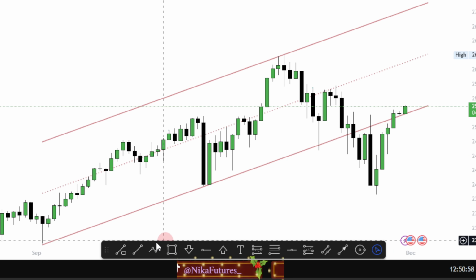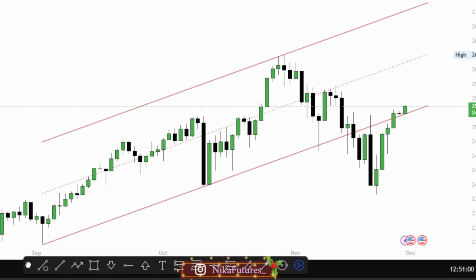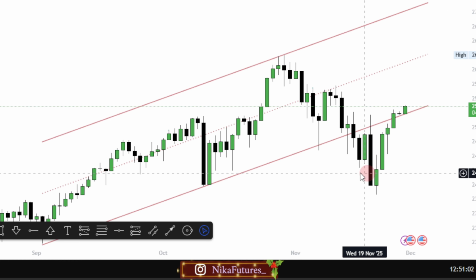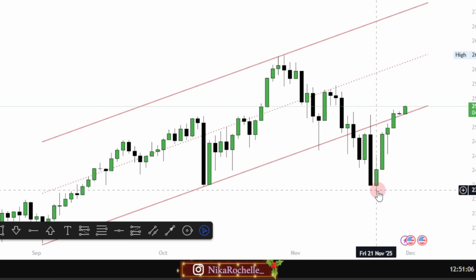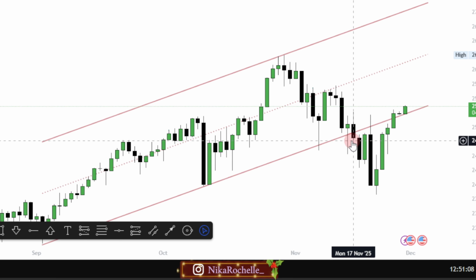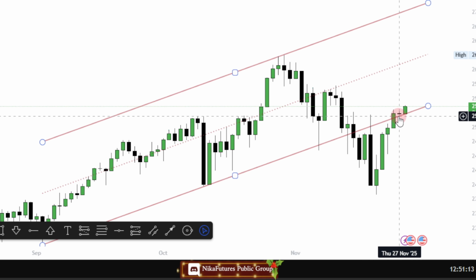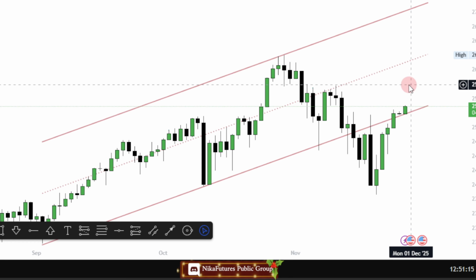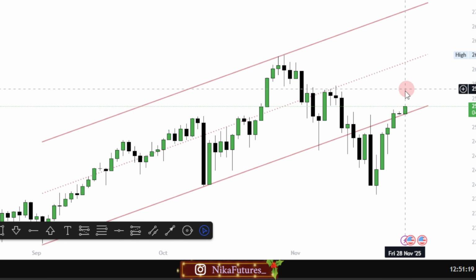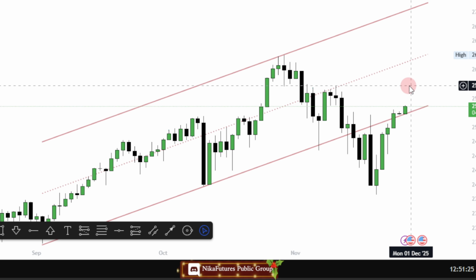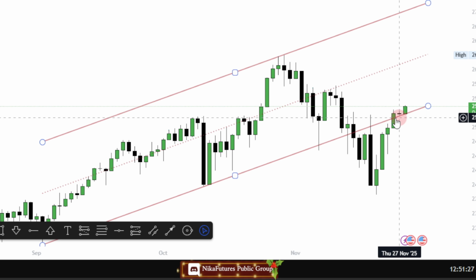When was this? Let me see if I could do that. This was Friday, November 21st. So price broke out of the channel aggressively. Right here, it retested underneath the channel and now it's pushing back up to find balance. When it comes back to the channel, that's your return to a balanced range, often lining up with a fair value gap or an order block. This is the time we look for buys.